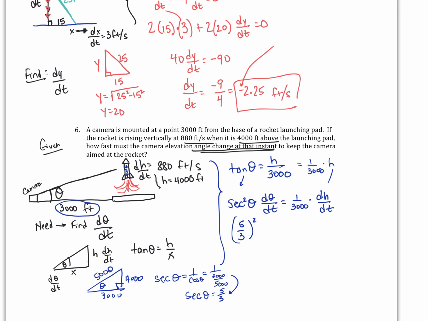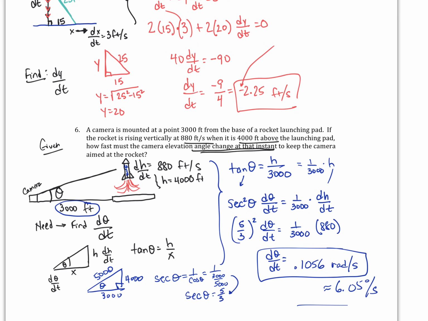squared, right? d theta dt equals 1 over 3,000. Well, what's my dh dt? They told me that's 880. Okay, at this point, I can solve for d theta dt, and that's going to give me 0.1056 radians per second. And if you want to change this to degrees, that's 6.05 degrees per second. All right, so there you go.